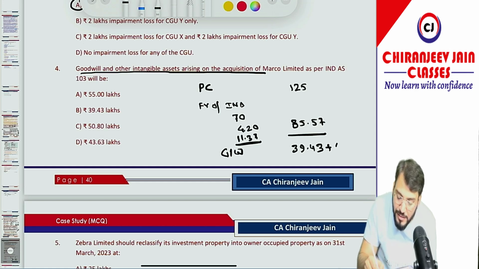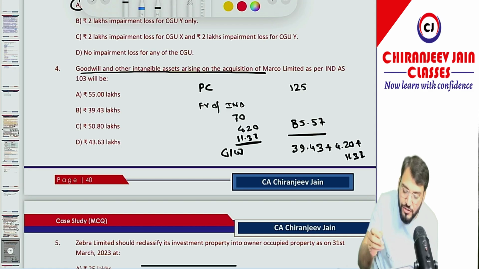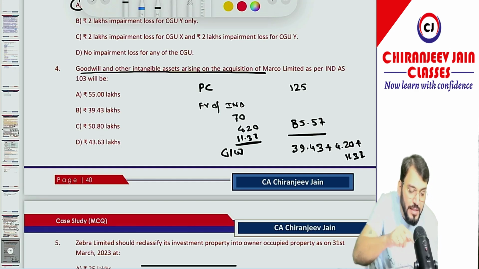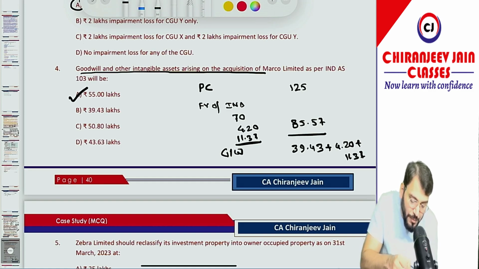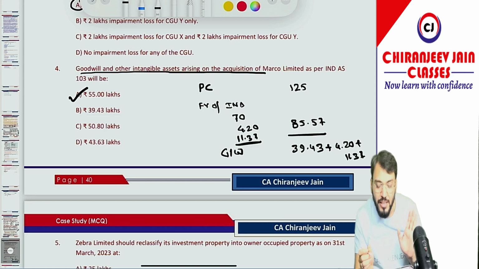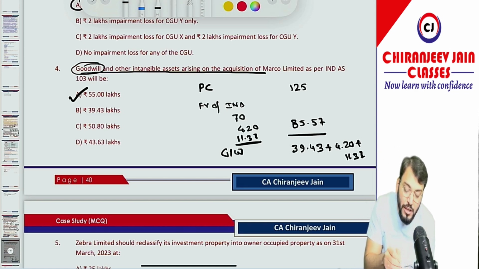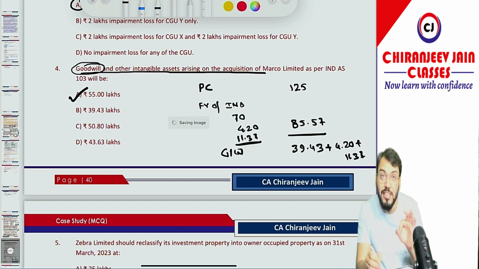intangible asset. So intangible asset is 4.20 plus 11.37. How much is it coming? So 39.43 plus 4.2 plus 11.37. So what is the answer? Answer is 55. So option number A is correct. Understood? Correct. Now be careful. If you are not reading the question carefully, your answer will be 39.43 and you will take option number B. So read what is the demand of the question carefully.